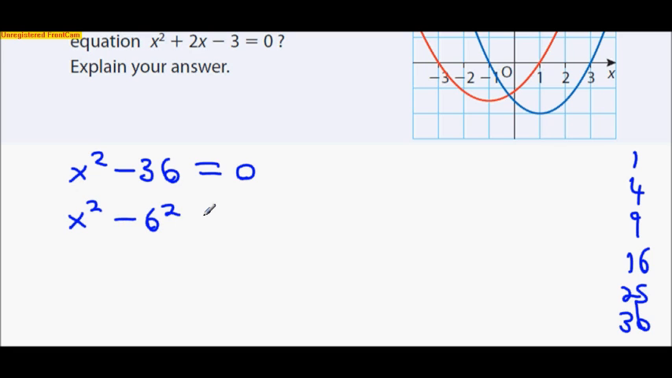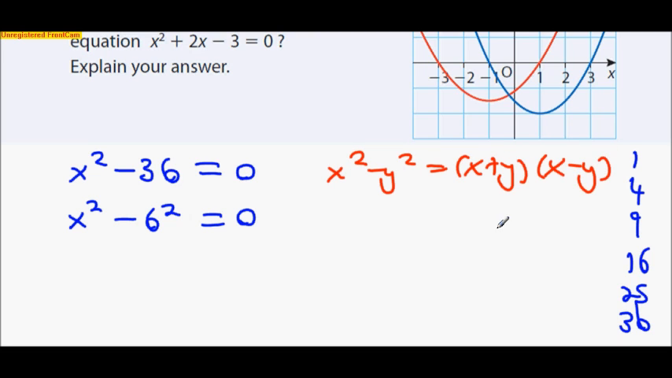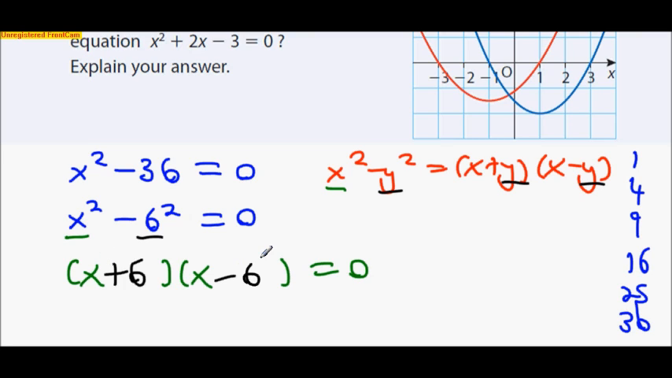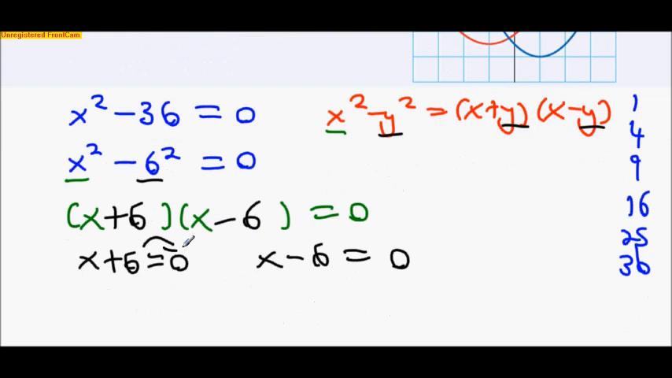There's something we should have learned off by heart: x squared minus y squared is x plus y, x minus y. And what we have here is x is x, so we put down x into each of them. And then we know that 6 is y. So we get x plus 6, x minus 6 equals 0. And like before, x plus 6 equals 0, x minus 6 equals 0. So this means that x equals minus 6 and x equals plus 6.